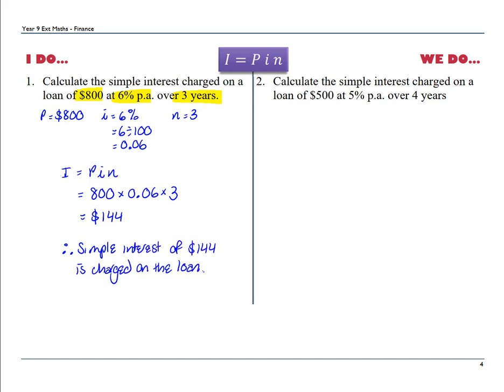Now I want you to pause the video and have a go at the next example on your own and see if you get the right answer. Calculate the simple interest charged on a loan of $500 at 5% per annum over 4 years. I want you to set it out like I have, write out the information you've got, and remember your therefore statement.